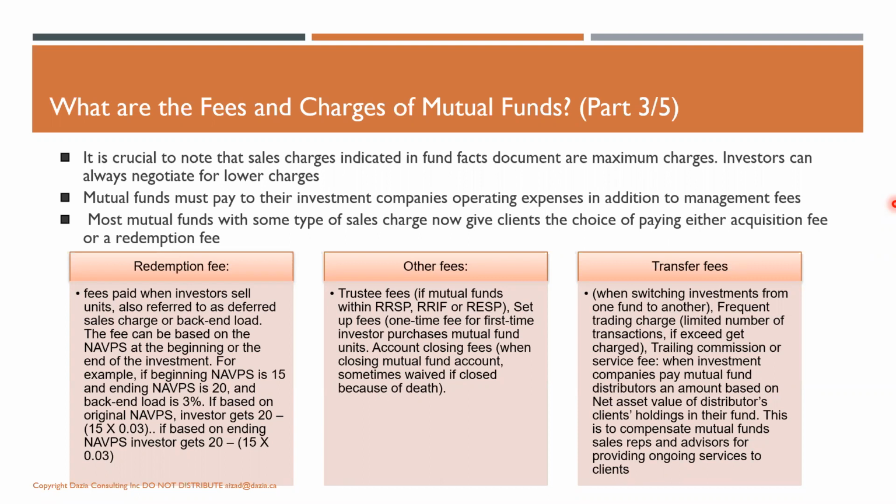An example here they're giving you: if you start out with $15 and you end with $20 and the back end fee is 3%. So 20 minus 15 times 0.03. If you calculate that, your client is going to get less money, right? So they're going to get 15 times 0.03, so 45 cents is going to be deducted from the $20, and that means they're going to be getting 19.55. We'll again do those calculations later, but a redemption fee basically is a fee that is charged when you sell your mutual fund.